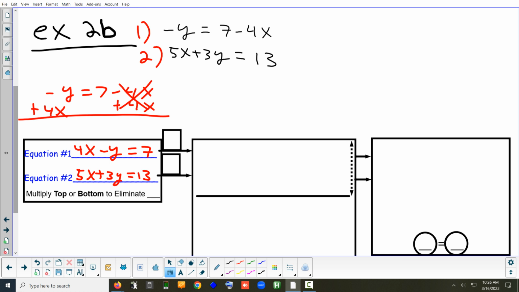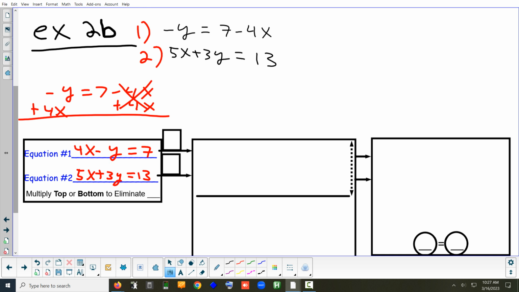Okay, let's go through the situations and see which one it is. Now look at equations 1 and 2. Do we have same letter, same number, opposite signs? Which column has the same letter, same number, and opposite signs? Same letter, y and y. What number is in front of the y up here? Negative 1. And what number is in front of the y down here? Is that the same number? No. So we don't have same letter, same number, opposite signs.